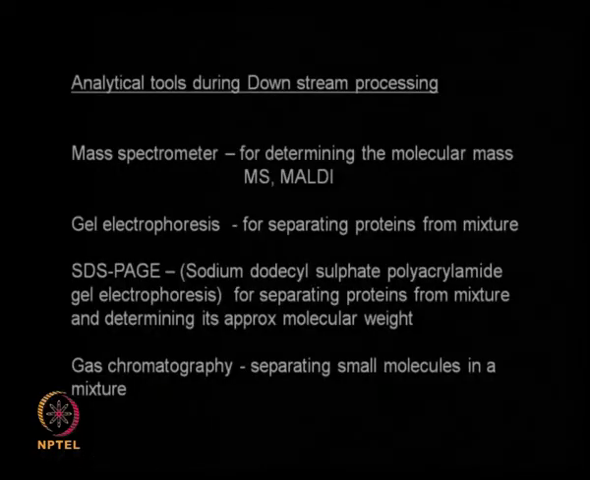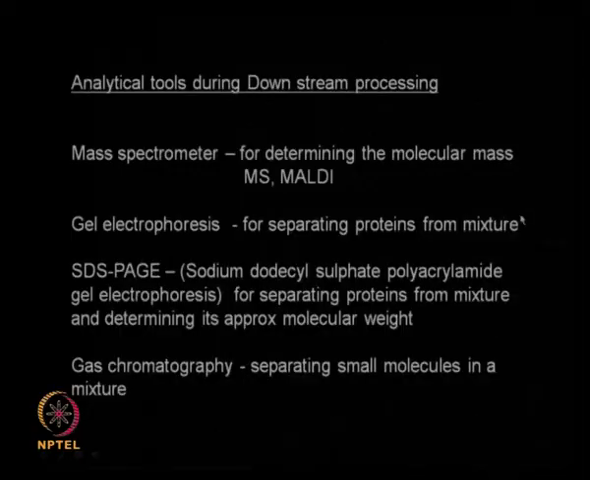Then we have something called a mass spectrometer. A mass spectrometer gives you the molecular mass. There are different types of mass spectrometer. There is the MALDI mass spectrometer. Then we have the gas chromatograph mass spectrometer, that is GCMS. Then we have the liquid chromatograph mass spectrometer, that is LCMS. Then we have the ESI mass spectrometer, electrospray ionization mass spectrometer. So, there are a large number of mass spectrometers available. Each gives you the mass of the compound, small molecule or large molecule.